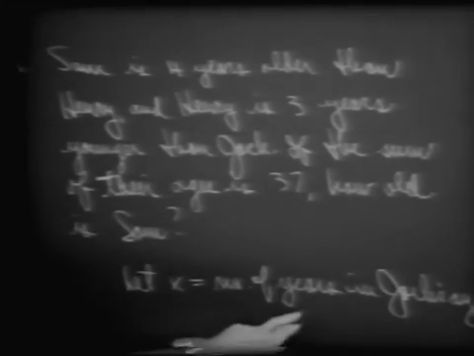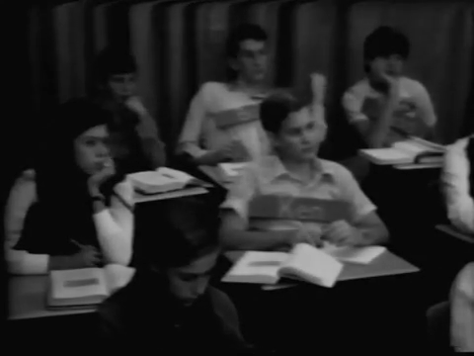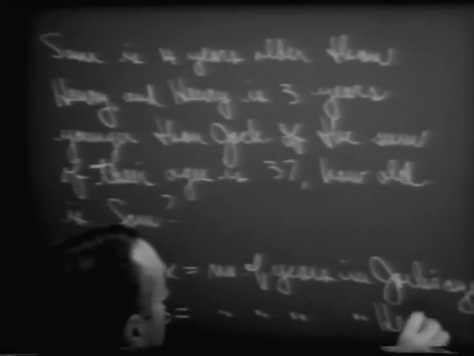If x is the number of years of Jack's age, Henry is 3 years younger than Jack. So give me a statement, an expression to relate that, Ken. X minus 3. All right. X minus 3 is the number of years in whose age? In Henry's age. H-E-N-R-Y. Henry's age. All right. Now, let's go to Sam.